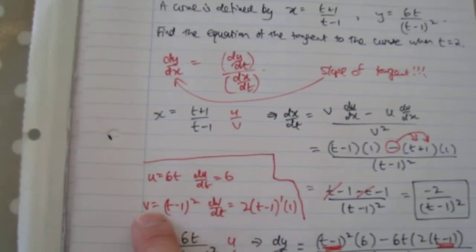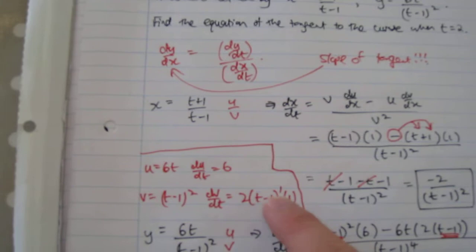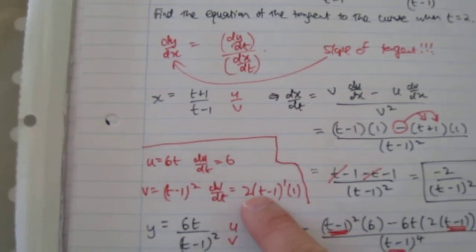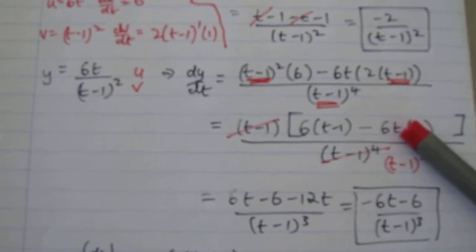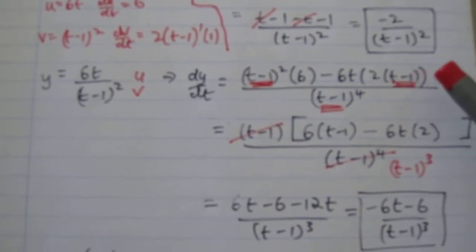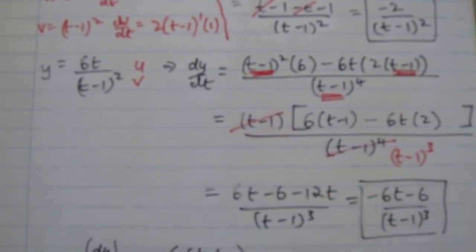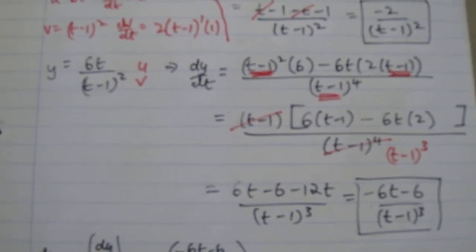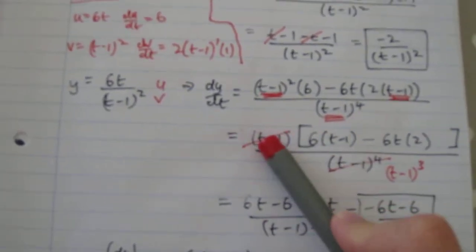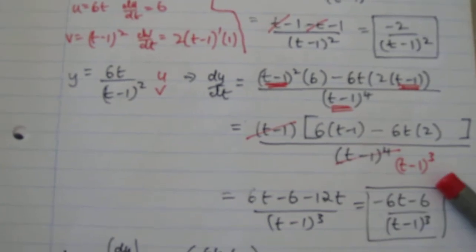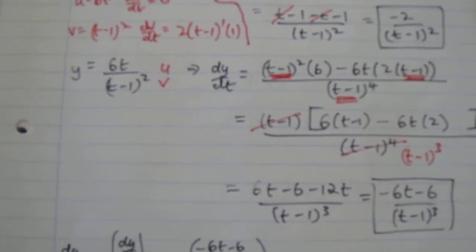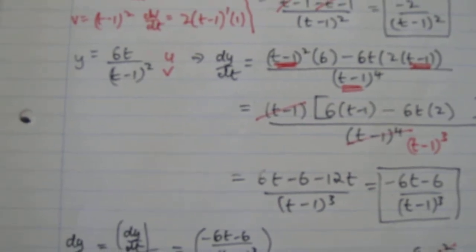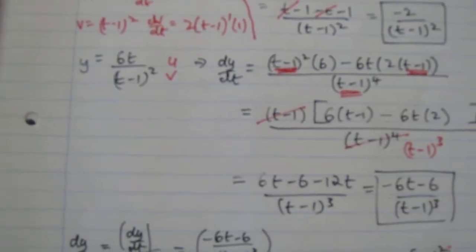Okay, so you bring down the 2, you get 2 times (t minus 1) to the power of 1 multiplied by 1. So that's 2 times (t minus 1). Now with this top line, you don't have to spot what this is. It just makes life easier. If you do spot it, you can factor it out, cancel straight away, and you end up with this nice thing. If you don't spot it, you'll end up solving a quadratic, and one of the factors will be t minus 1.